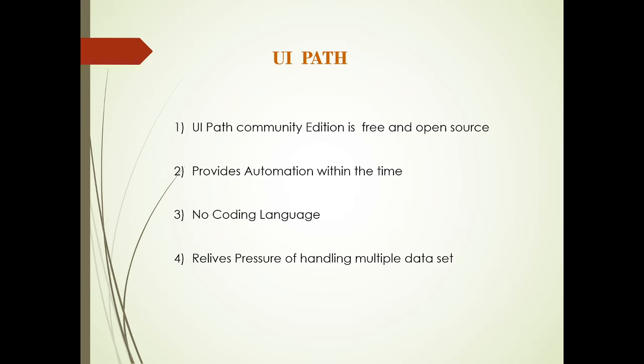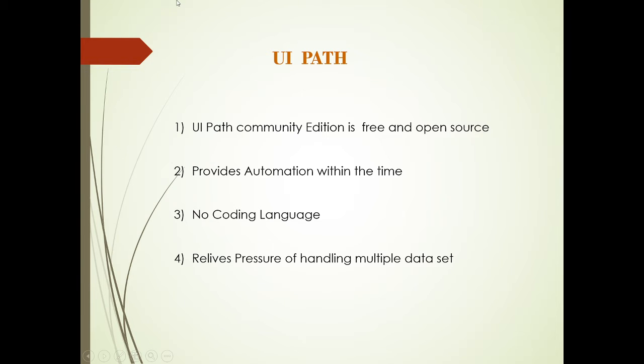UiPath Community Edition is free and open source and can provide automation within the time. The speciality of UiPath Studio is that we can automate anything we want. It requires no prior coding languages. Since we do stuff with data, it takes a lot of time to change, manipulate, and update the data. But now UiPath can reduce manual error, eliminate repetitive tasks, and it is 10 times faster than Excel.